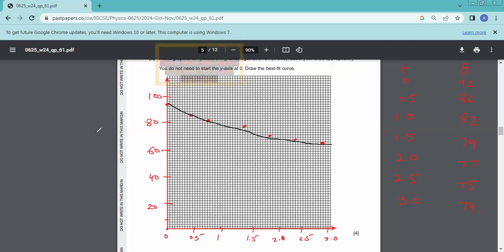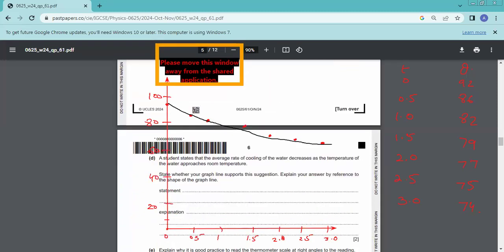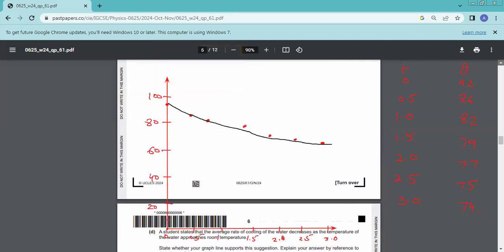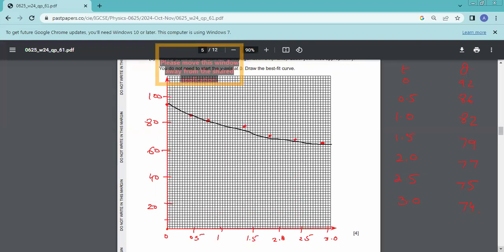Now the graph shows these are the values. Moving on to the next part. The student states that the average rate of cooling of the water decreases as the temperature of the water approaches room temperature. Now state whether your graph line supports this suggestion. Explain your answer by reference to the shape of the graph. So let's look at the graph once more clearly. So this is the graph. Now basically the graph shows that the average rate of cooling of the water decreases.